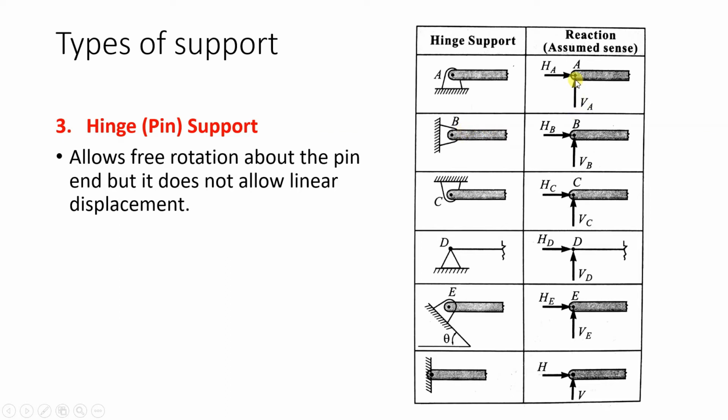So that is why we have two reactions, VA and HA for point A. If you are considering point B, then we will have VB and HB. Okay, now we will see some examples.